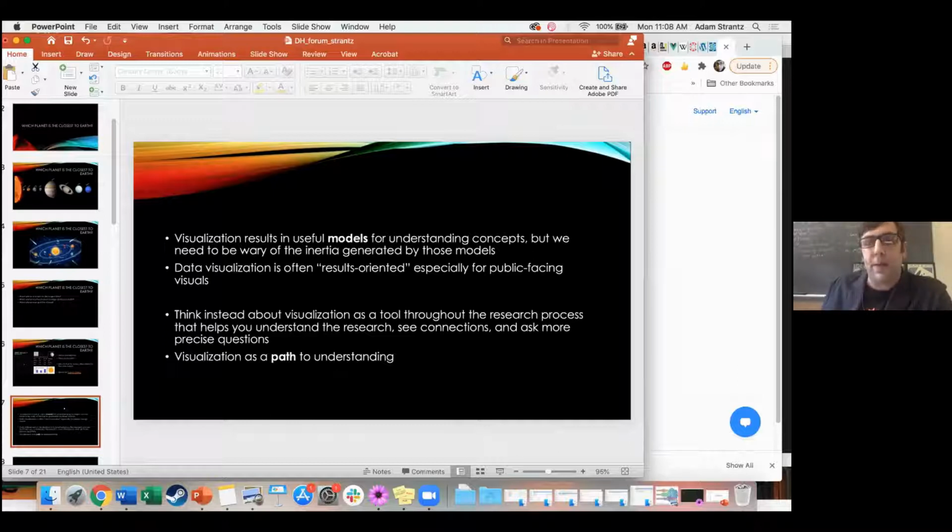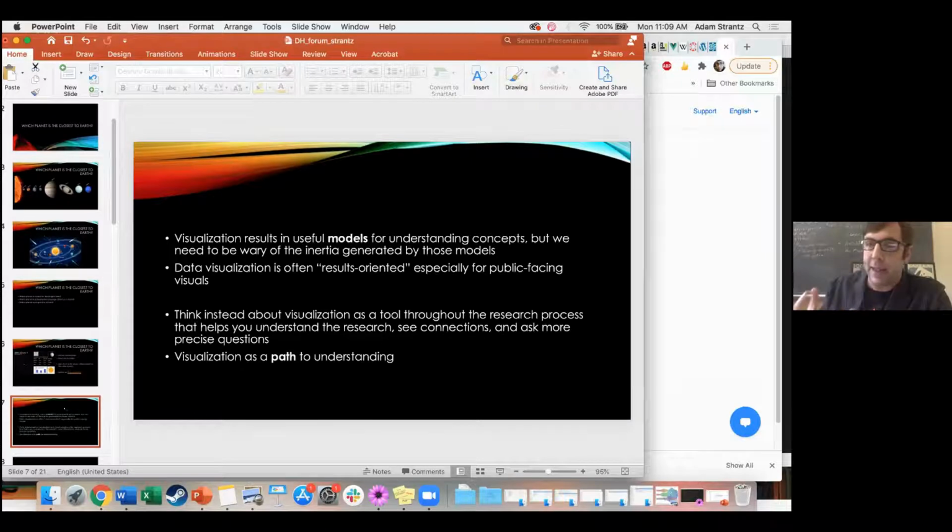And the other aspect of that is data visualization is often results oriented, especially for public facing visuals. So we're just like reporting on our data. But what I really want my students to think more about is to do data visualization as a process and a tool throughout their entire research journey, where you can visualize things continually, you can research preliminary data, you can make models and visualize things even before you have a lot of data, because you want to continually be thinking about visually how everything's coming together and connections and drawing conclusions and things like that.